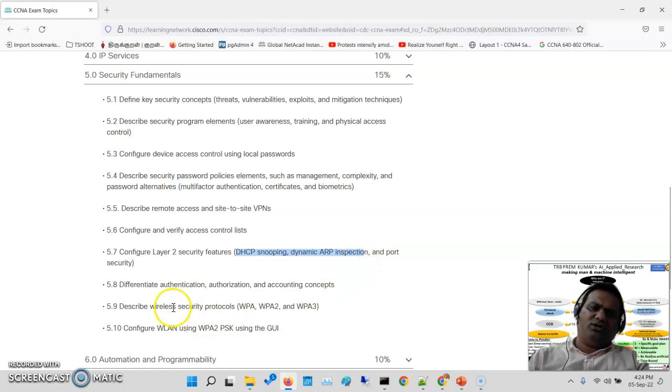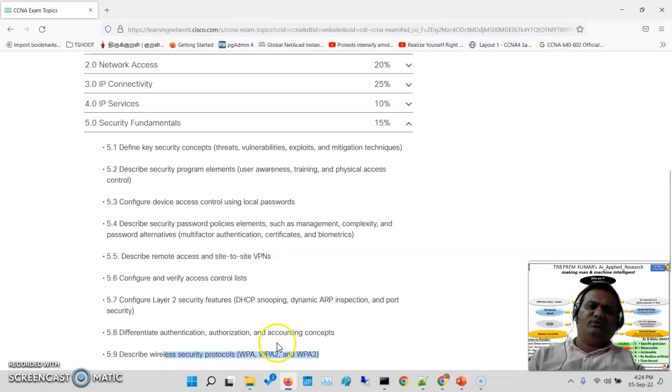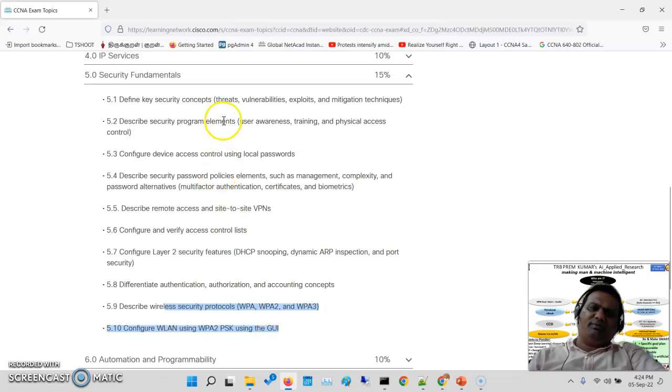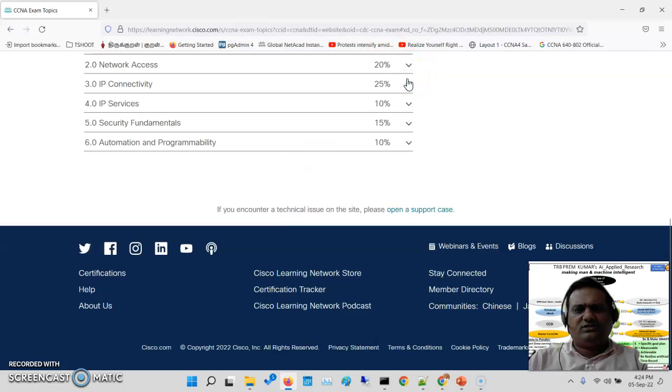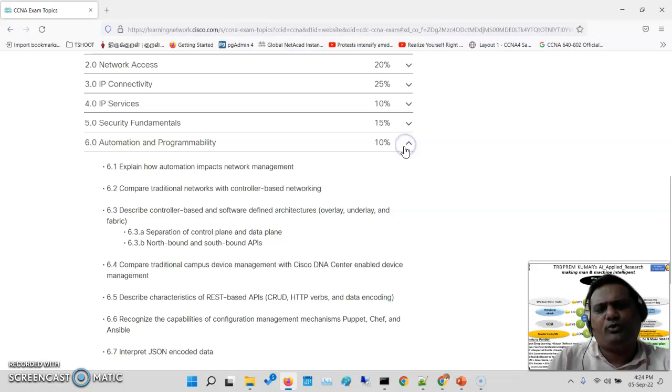and port security. Then we'll discuss AAA and WPA, WPA2, WPA3, and WLAN security. This is all the WLAN wireless security protocols we'll discuss. So basically, in this we'll discuss the security fundamentals and some security controls. Then finally we'll end with the wireless protocols. Next, the last domain, which is automation and programmability.